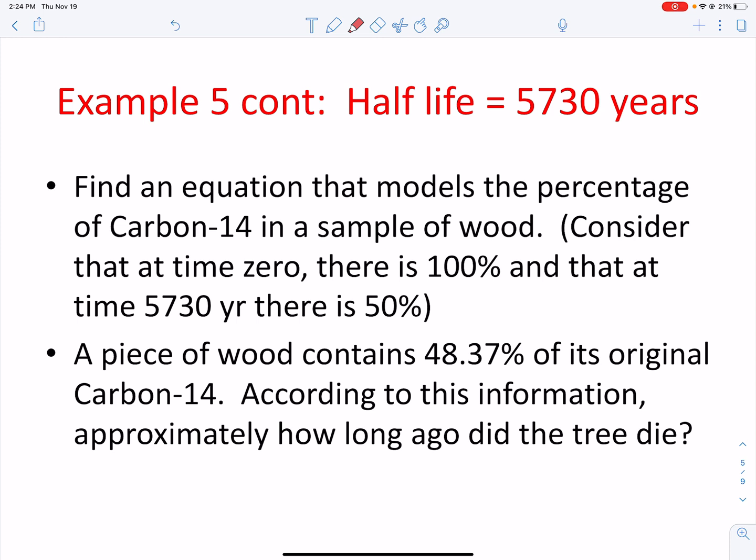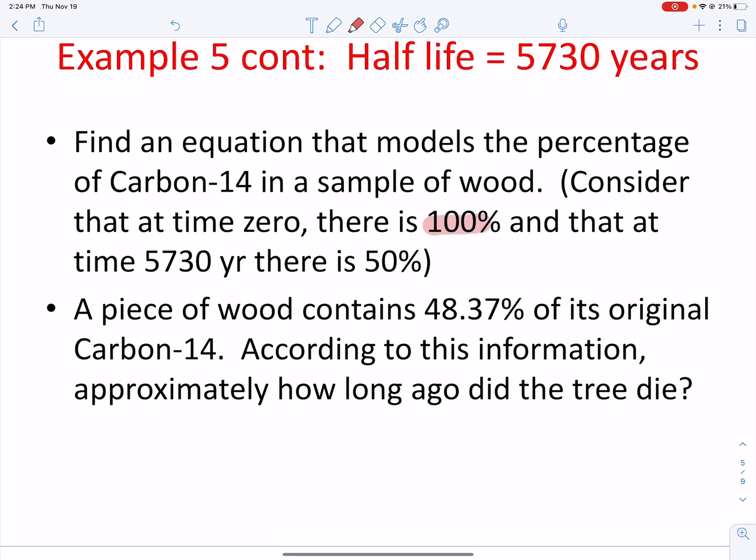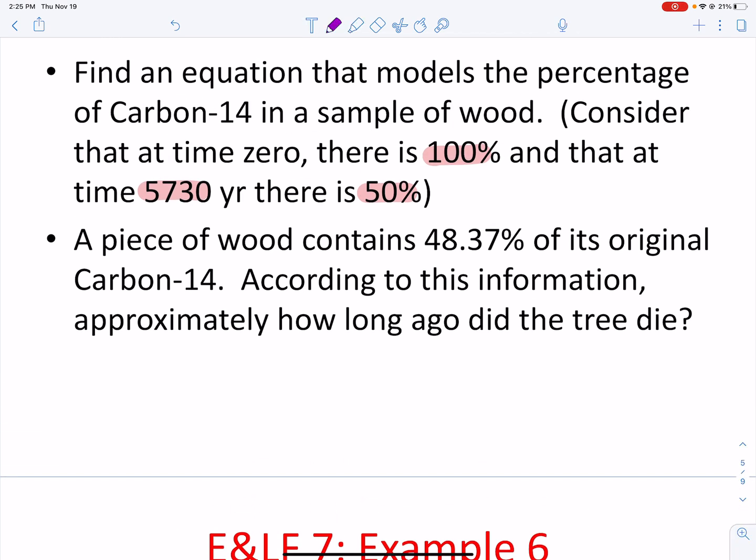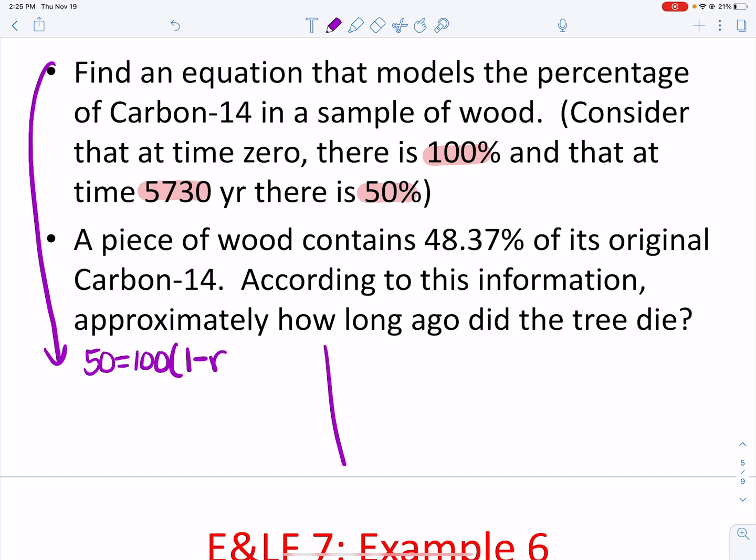So it says, find an equation that models the percentage of carbon-14 in a sample of wood. It gives you a hint. Consider that at time 0, there's 100%, so that's my initial value, and at time 5,730, it's 50%. Okay, so I'm going to come down here and just use this room. I'm going to do this for the first one. I know that 50% of it was there, and I know this is 1 minus r to the 5730. So the first thing I would do is divide by 100, so that's 0.5 equals 1 minus r to the 5730.